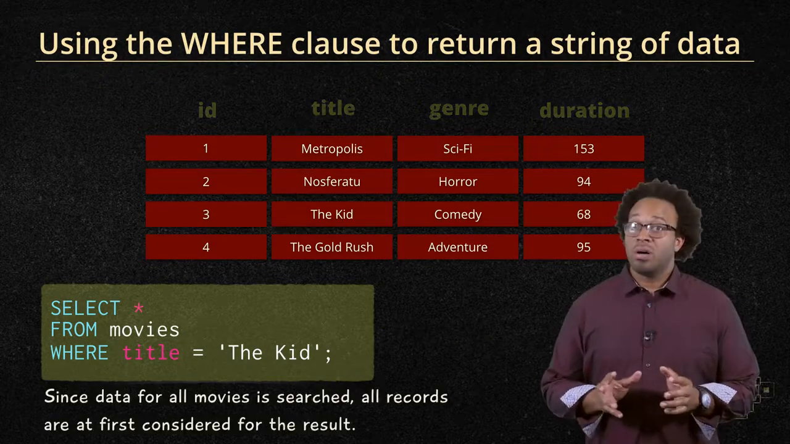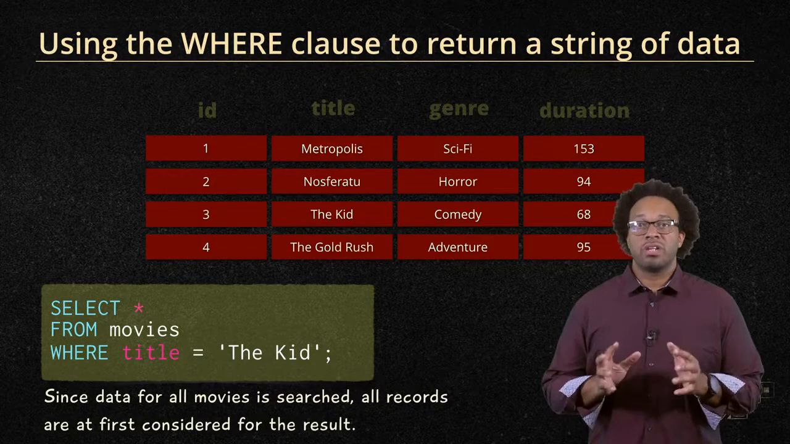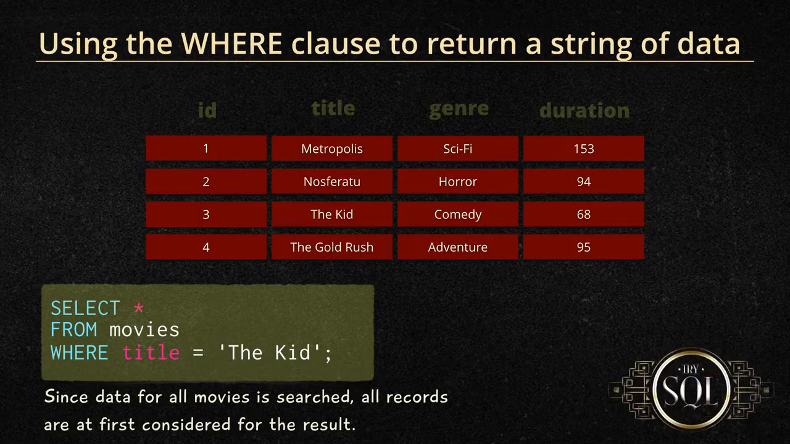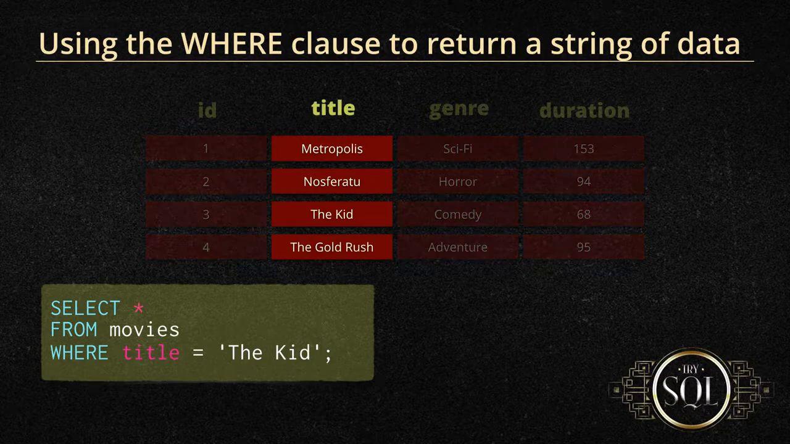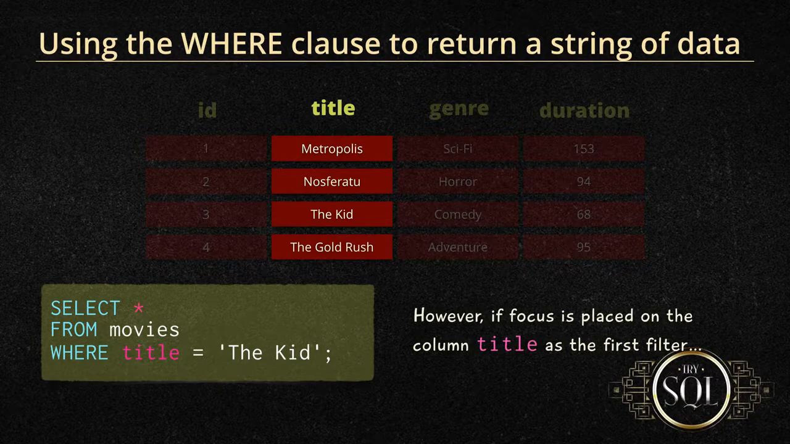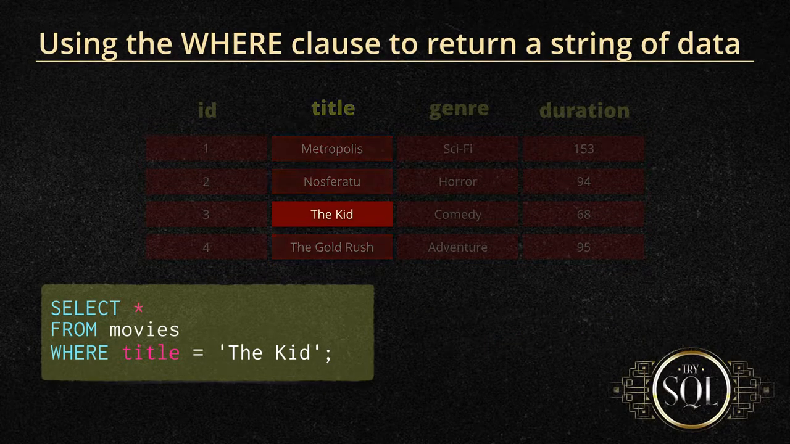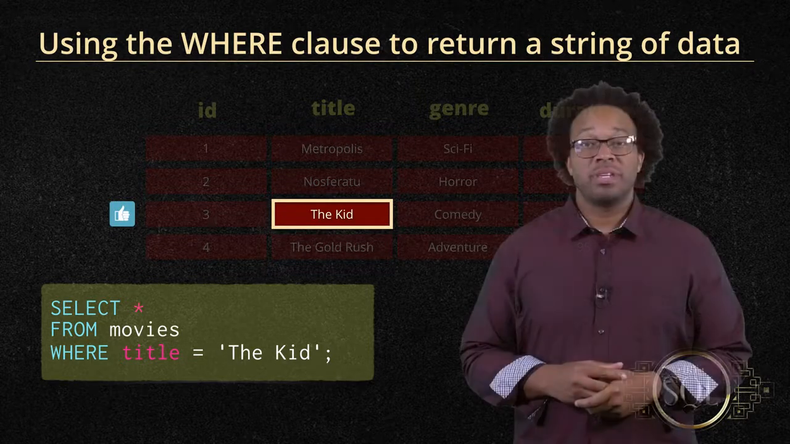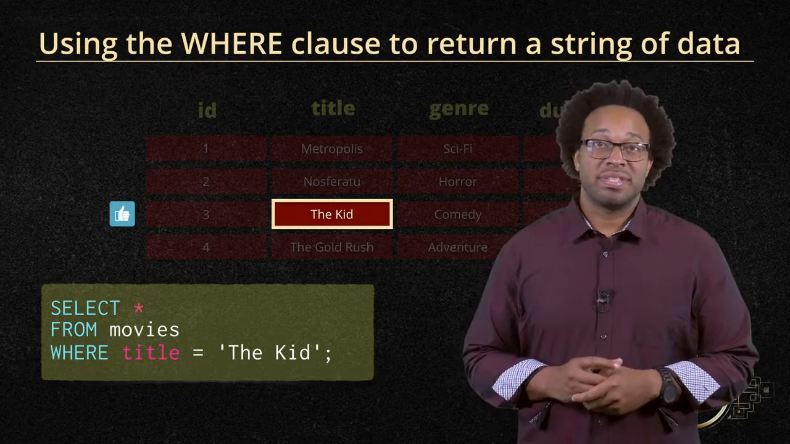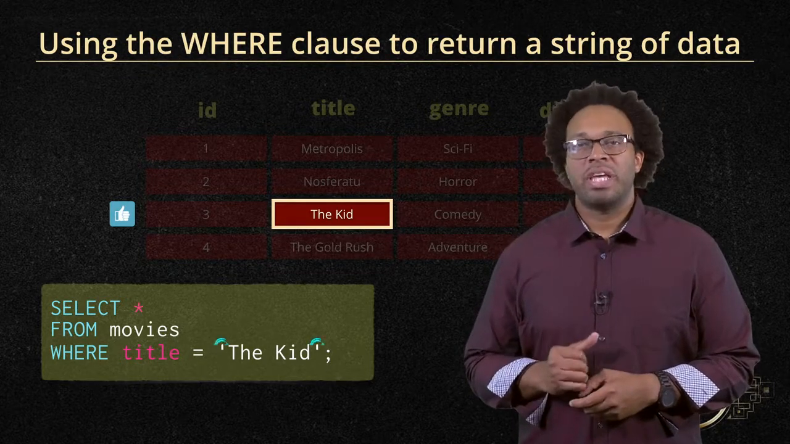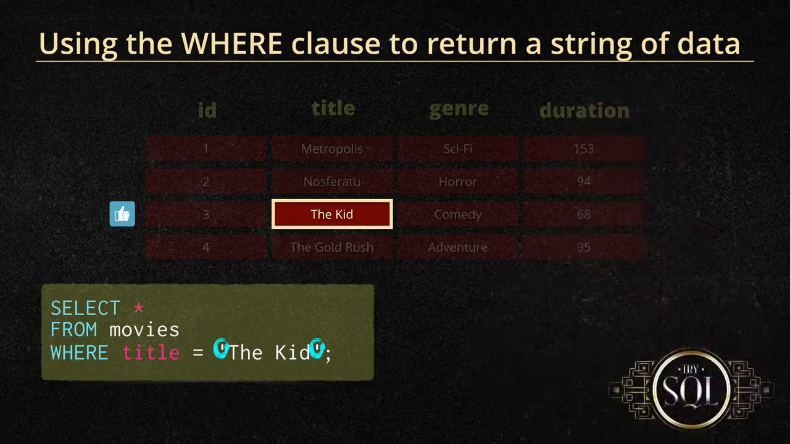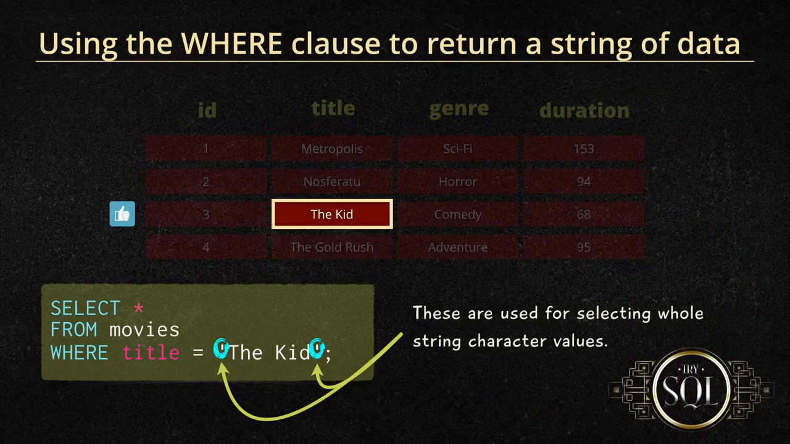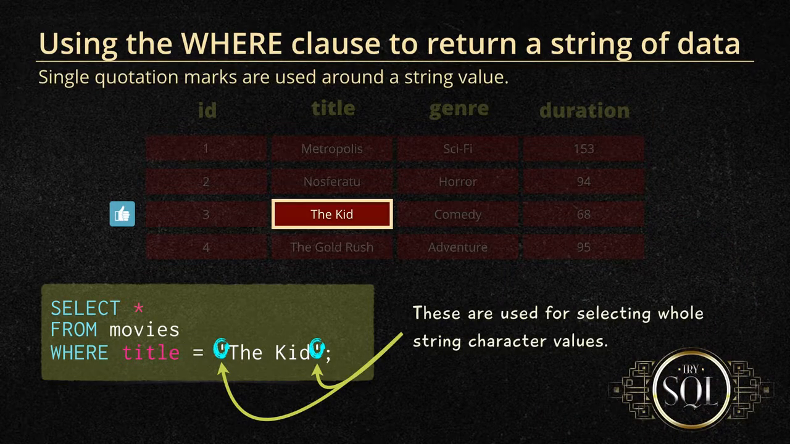Because we are selecting all data from movies, we know that all records are first considered for the search. The where clause allows us to focus on the column Title as the first filter. And within that column, we find a matching record for the kid, which is the record we're looking for. Something to be aware of when performing searches of this type: check out how we have the single quotes around the string value. We use these when we are selecting exact sequences of characters that we want to match. In other words, you will need to use single quotes when doing searches of this type.